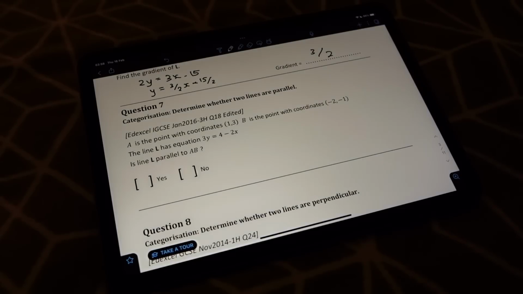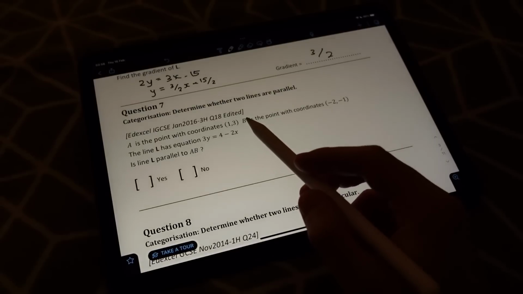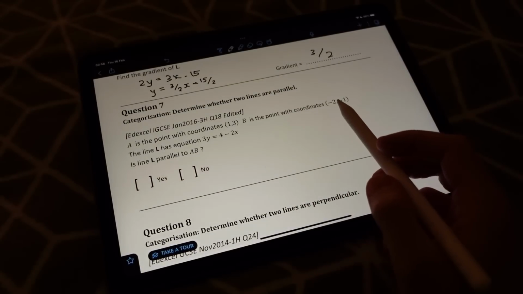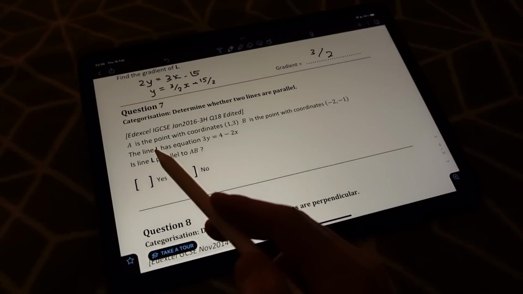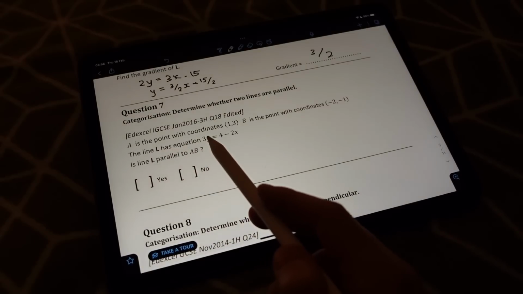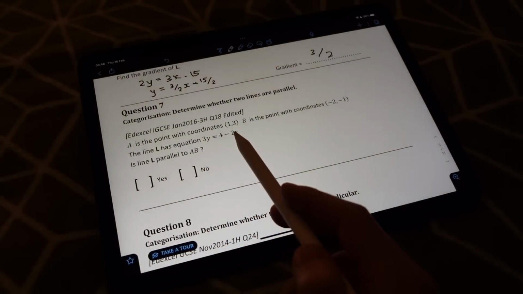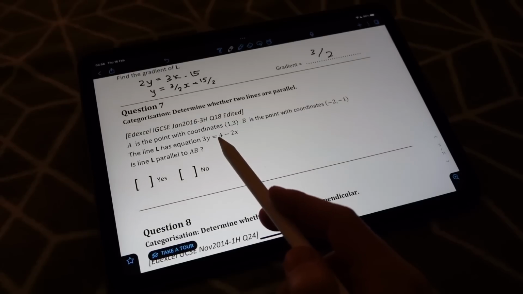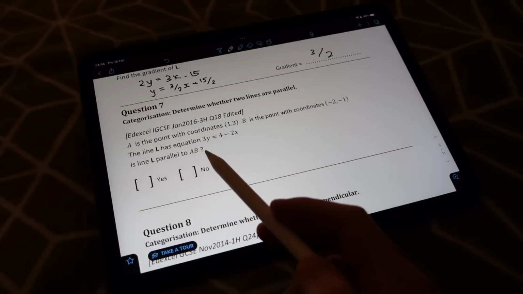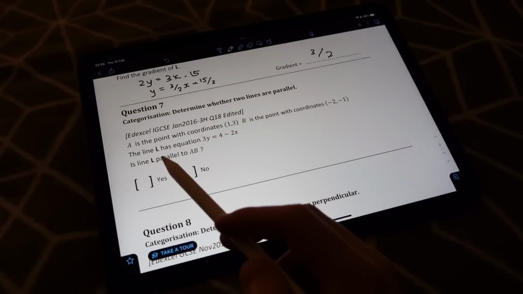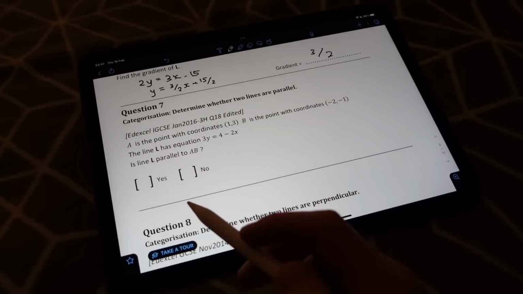Determine whether two lines are parallel. A is the point with coordinates 1, 3, and B is the point with coordinates minus 2, minus 1. A line L has the equation 3x = 4 - 3y = 4 - 2x. Is line L parallel to AB?